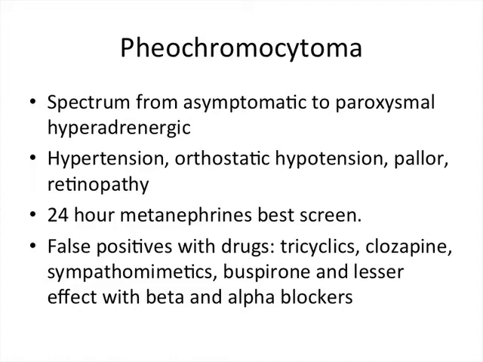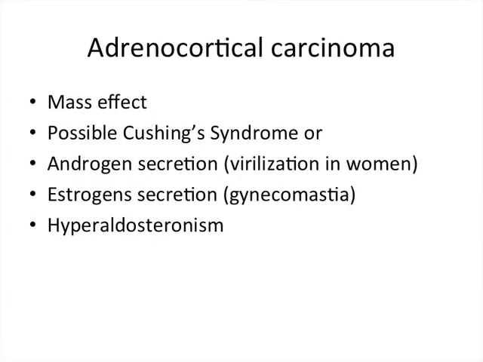It's suggested that the 24-hour urine metanephrines are probably the best screen, but there are a number of false positive drugs that affect catecholamine metabolism. Particularly the tricyclics, see that a fair bit, where you have normal metabolites elevated, normal other metabolites, and lesser effect with some of the other medications. And adrenocortical carcinoma, at least it's possible to have a malignant Cushing's syndrome.